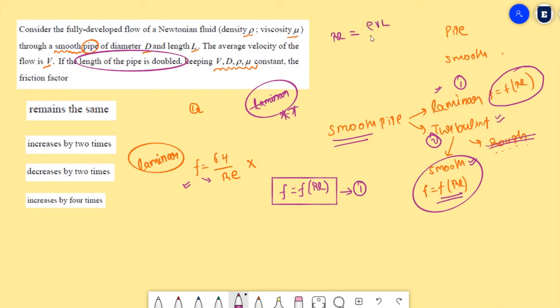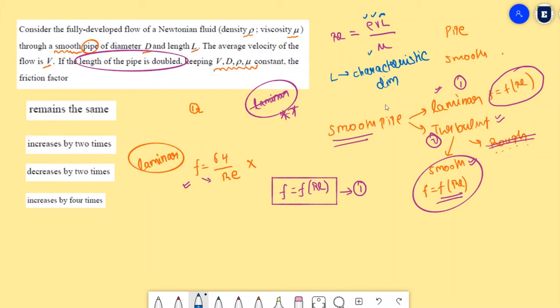we know that Reynolds number is rho v L by mu, where rho is density, v is the average velocity, and mu is viscosity. They said that density is constant, average velocity is constant, viscosity is constant, and this is L. What is this L? This L is not the length of the pipe. This L is the characteristic dimension. I already discussed this in our laminar flow chapter. So L is not length in this case, it's a characteristic dimension or characteristic length.